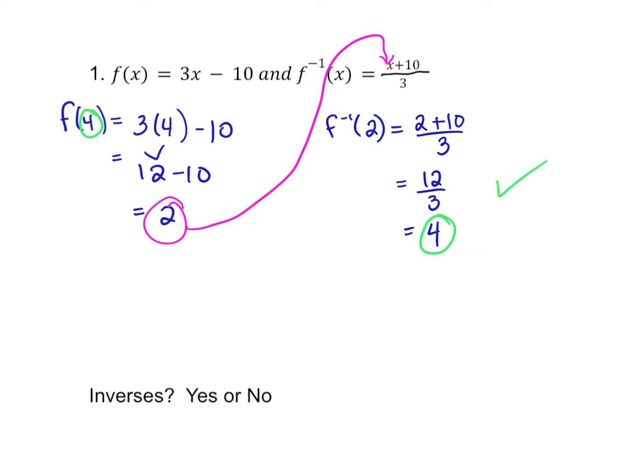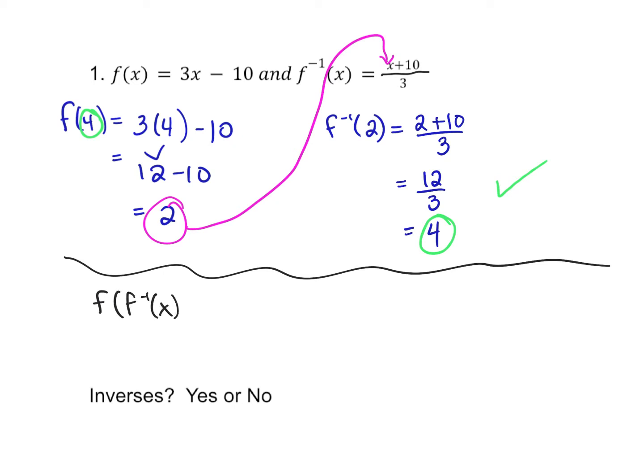So that's one method. The other method is what's called a composite function, meaning I take the entire inverse function or the entire original function. I don't think it really matters which. And I put one inside the other. So if I take f of f negative 1 of x, I'm taking the whole x plus 10 over 3, and I'm going to put it in for x in my equation here.